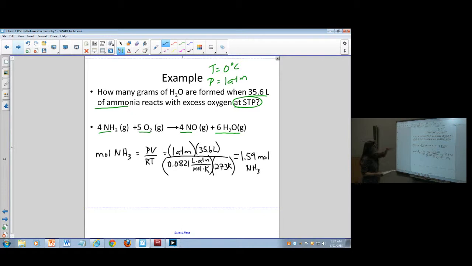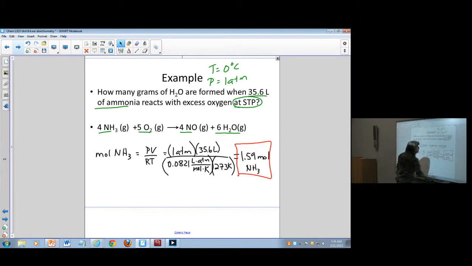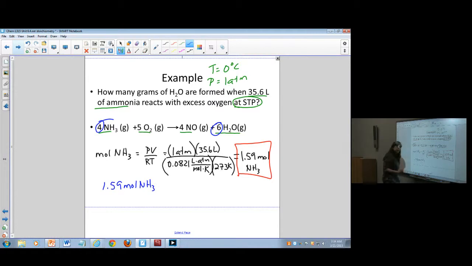Now, I want to know how many grams of water are in this reaction. But I'm talking right now about ammonia. So I've got to use some kind of a mole to mole ratio to get over to the water. Well, I know that for every 4 moles of ammonia, I have 6 moles of water. So I'm going to say 1.59 moles of ammonia, and then I'm going to use stoichiometry and say 6 moles of H2O for every 4 moles of ammonia.